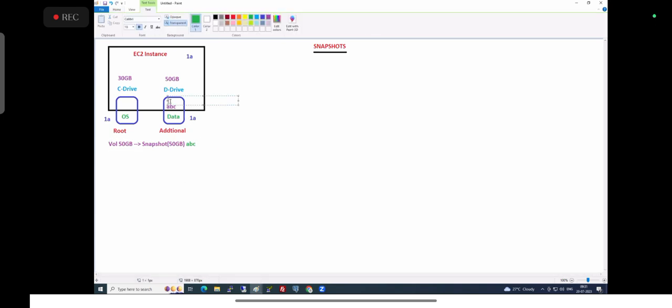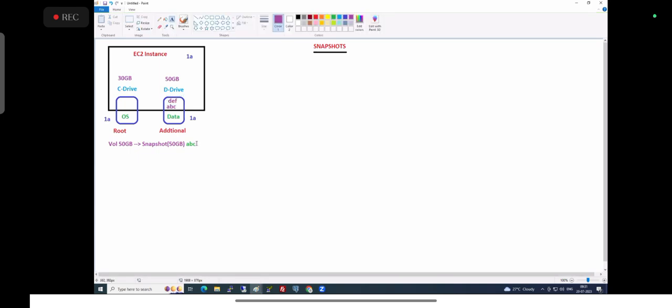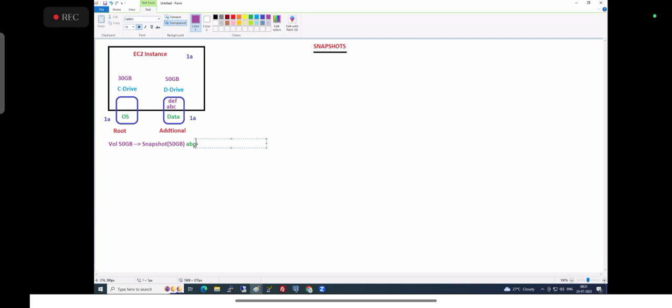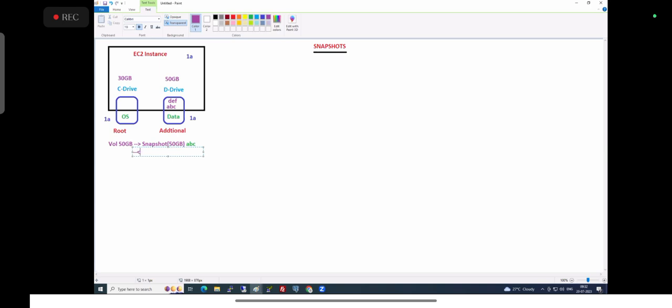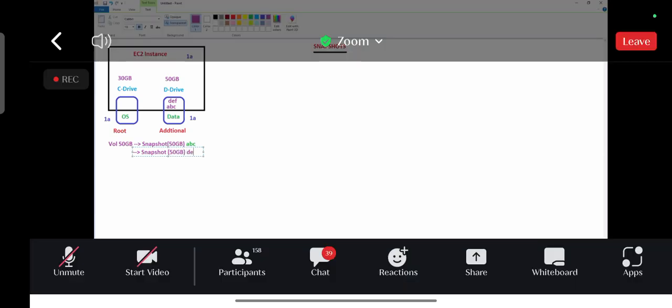Now I went and updated this to DEF. Tell me, will this snapshot automatically contain DEF? No. As I said, for that photo you need to take another photo. Similarly here also, you need to take another snapshot. This snapshot also contains 50 GB. And what does this data contain? DEF again. So for everything, you need to take a snapshot.